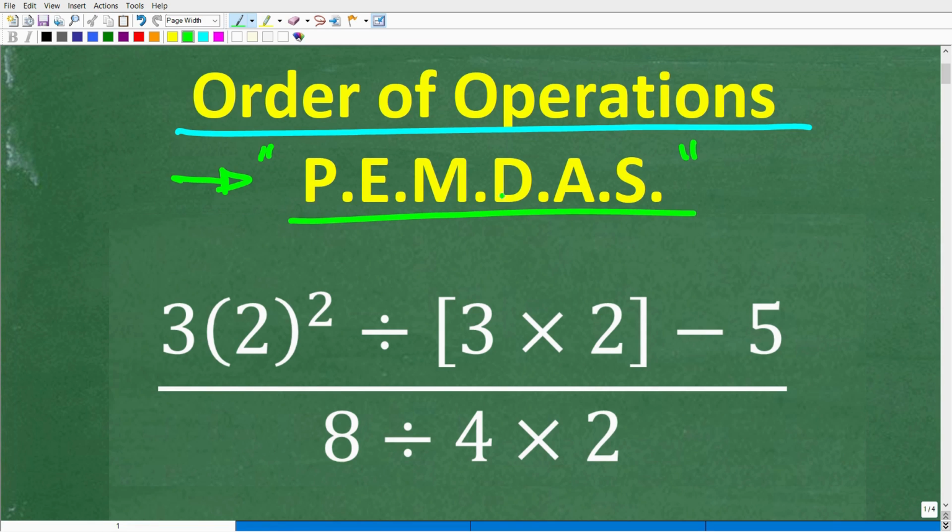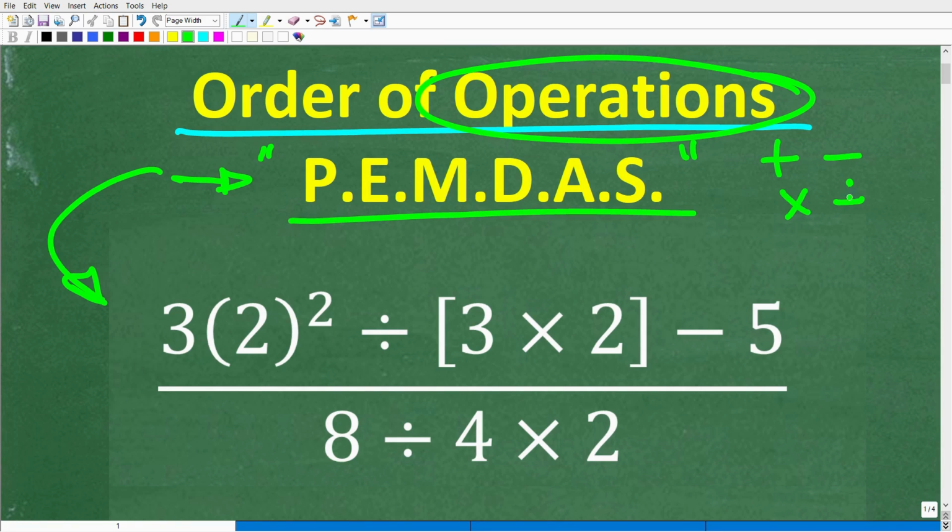So these letters are effectively a checklist that we need to follow in order to do a math problem that has various mathematical operations. So in math, things like addition, subtraction, multiplication, and division are called mathematical operators, and we need to do the correct order in terms of a math problem with multiple or different mathematical operators.